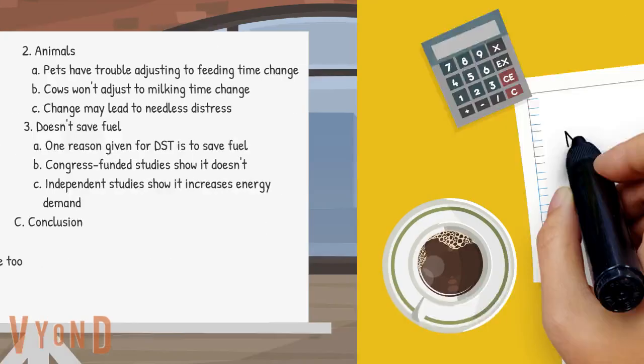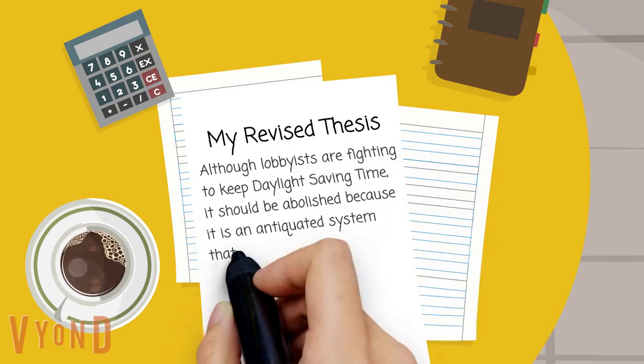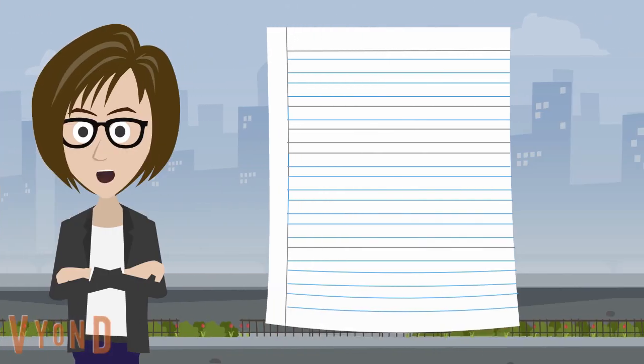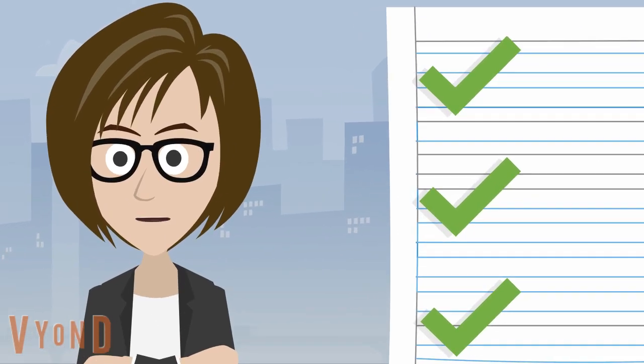C. Conclusion. My revised thesis is, although lobbyists are fighting to keep daylight saving time, it should be abolished because it is an antiquated system that leads to safety problems, distress in animals, and does not save fuel as some claim. The next step is to start drafting by revising the outline into your first draft. Each lettered item on the outline becomes its own topic sentence. Then each topic sentence should be followed by 3 to 4 pieces of direct evidence like quotations or statistics.